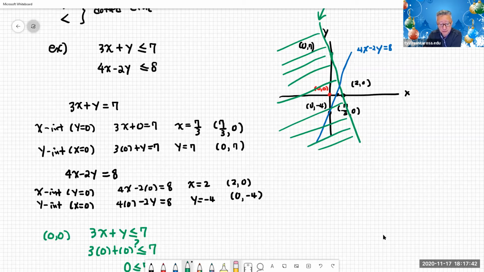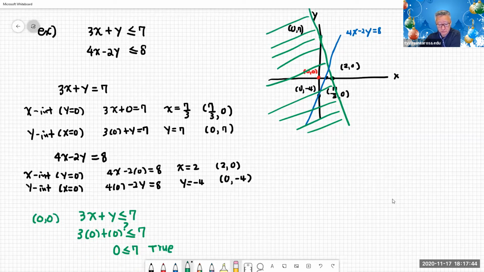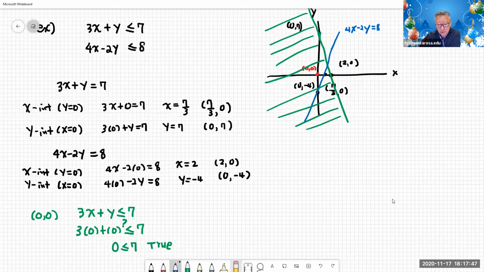Now, what about the other one? Now we have 4x. We're still going to use the (0, 0). You don't want to use (0, 0) if one of these lines crosses that (0, 0); then you have to use another point. So now we have 4x minus 2y less than or equal to 8. We're still going to try (0, 0). If the (0, 0) makes sense, we're going to shade that side. If it doesn't, we're going to shade the other side over here.